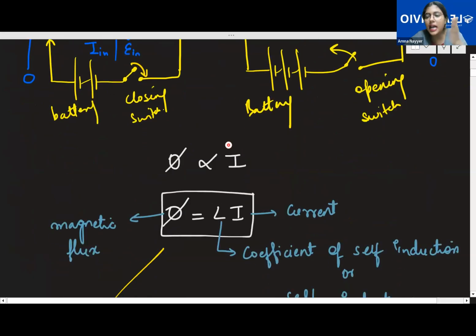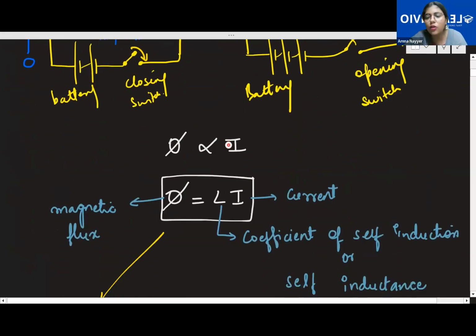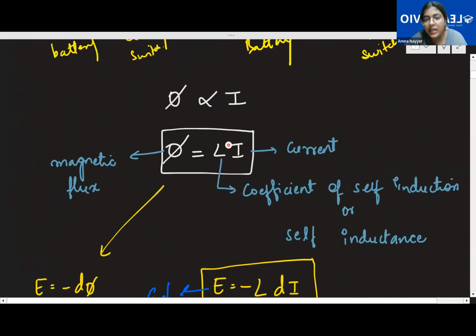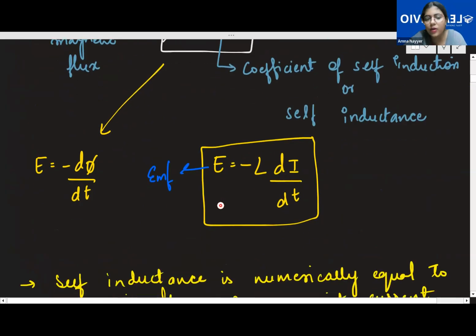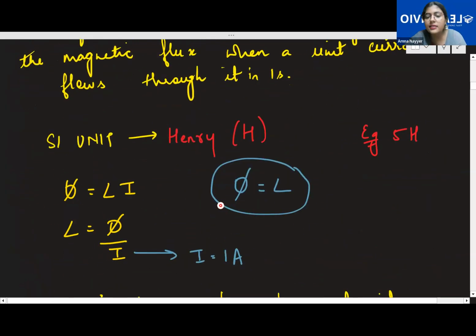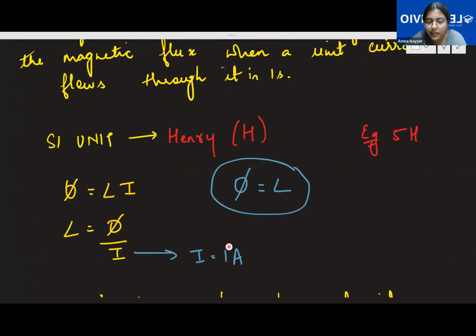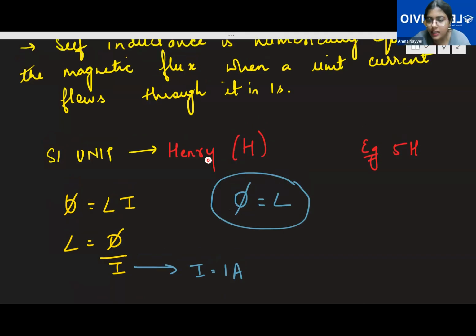We can say flux is directly proportional to current and the constant is self-inductance. When you put it in Faraday's laws of EMI, we say E is equal to minus L di over dt, because E is minus d phi over dt. And thus the coefficient of self-induction is numerically equal to the flux if unit current passes through it, and the SI unit is Henry. Are all these points clear to everyone?